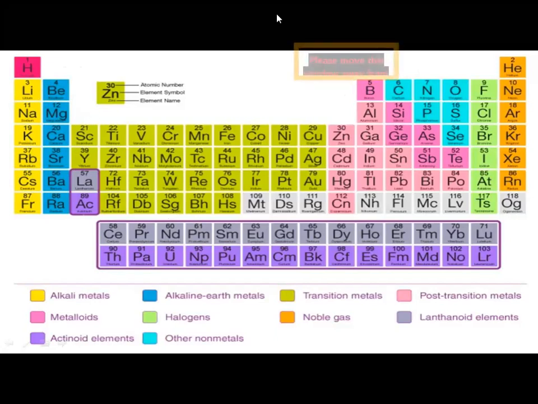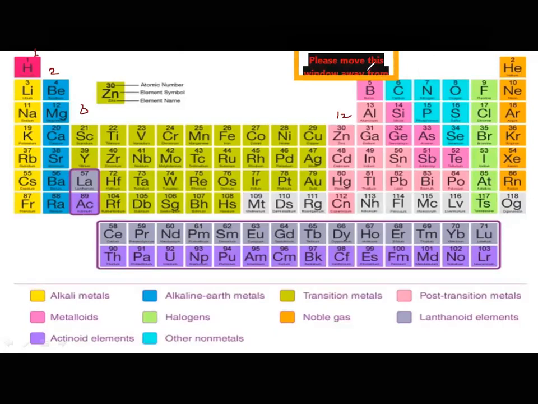Elements of group. Now I have told you which are group 1. This is group 1, 2, 3 to 12. This is 13, 14, 15, 16, 17 and 18. Elements of group 1. So I'll write it here.